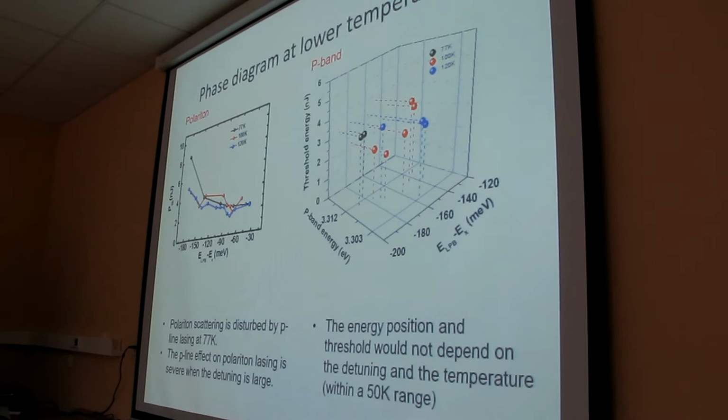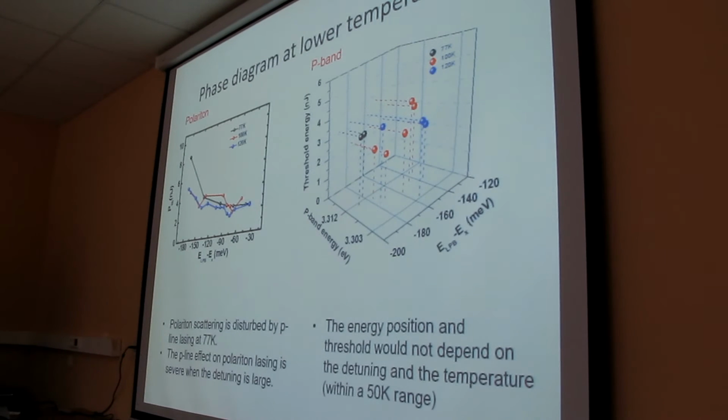We also did the phase diagram from 77 Kelvin to 120 Kelvin, where the P-band will highly affect the system. So these two mechanisms, the P-band and the lower polariton branch, start to compete, which shows a much larger threshold at lower temperatures. So as you can see, this is our phase diagram below 120 Kelvin.